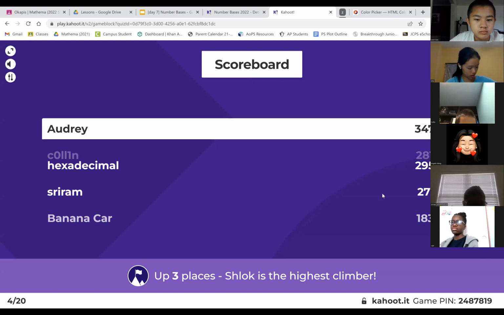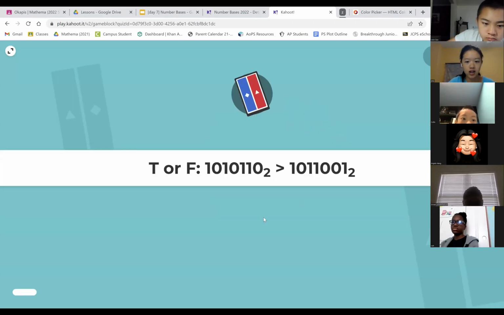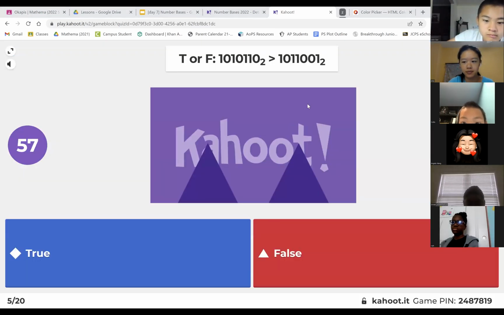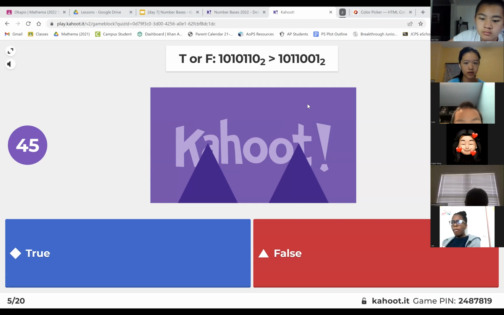Okay, we may need to go a little bit faster. So, okay, another true or false. That number is greater than that number. There is a little bit of a shortcut for this one, so you don't need to fully convert the numbers. Just think about what the place values mean.